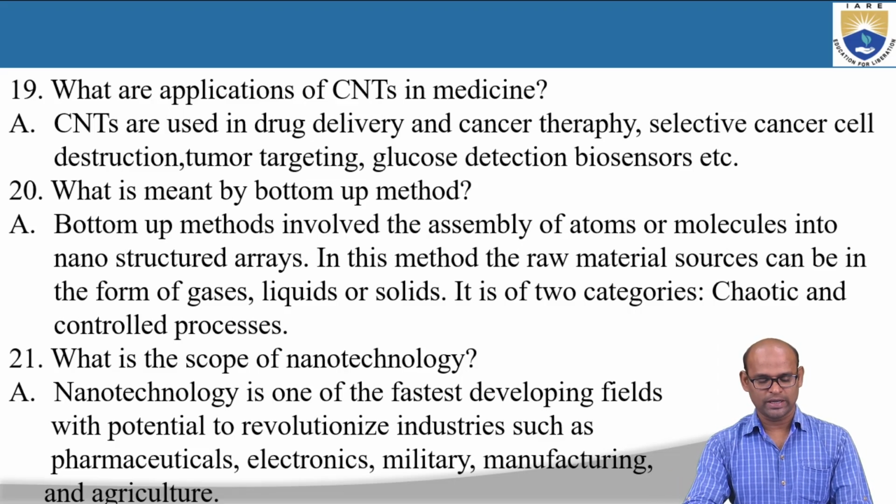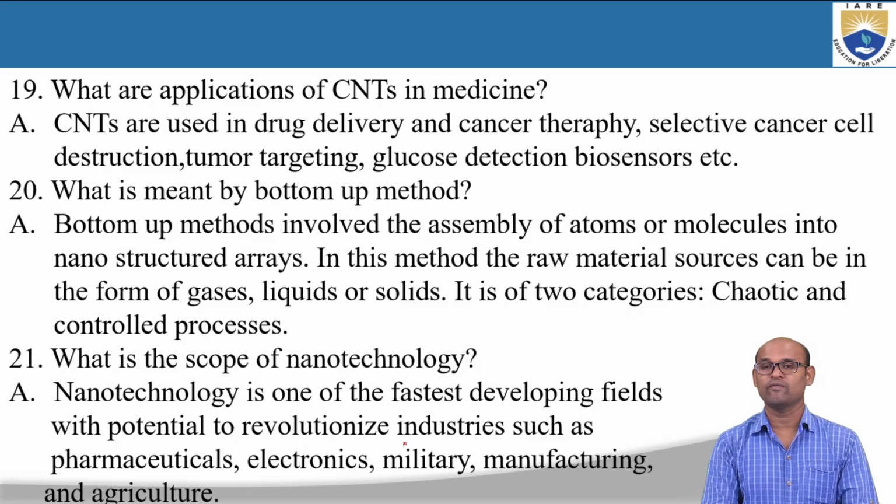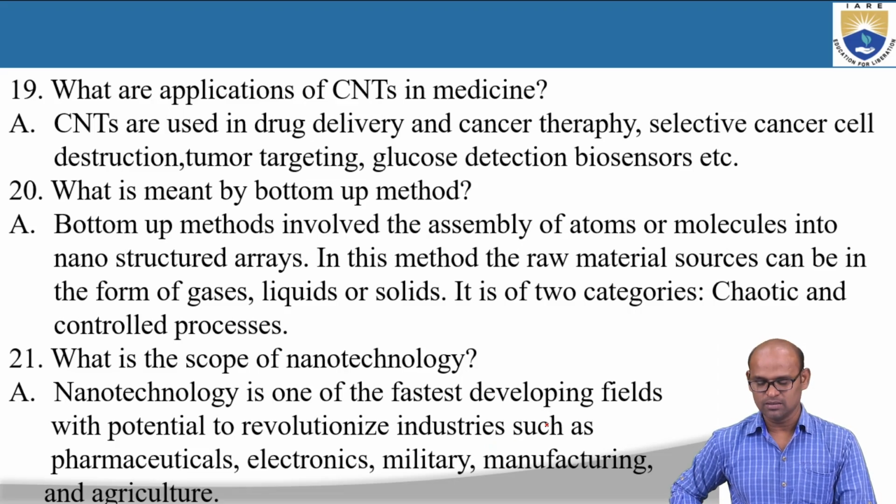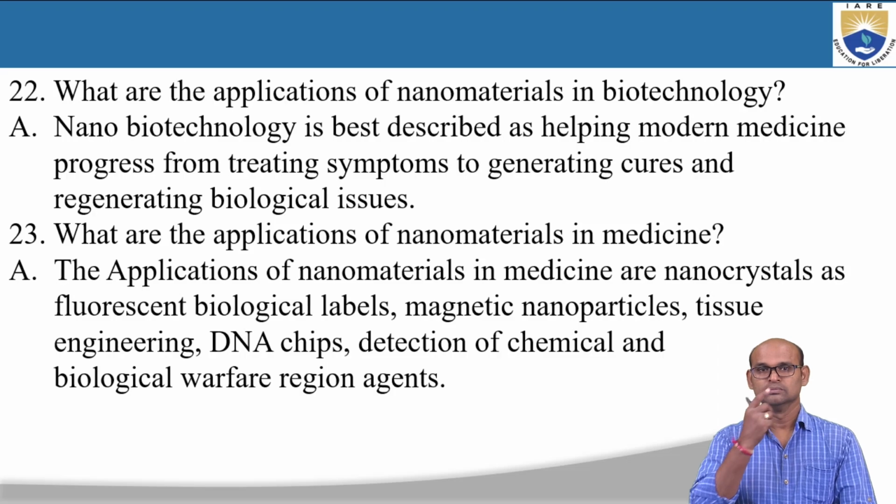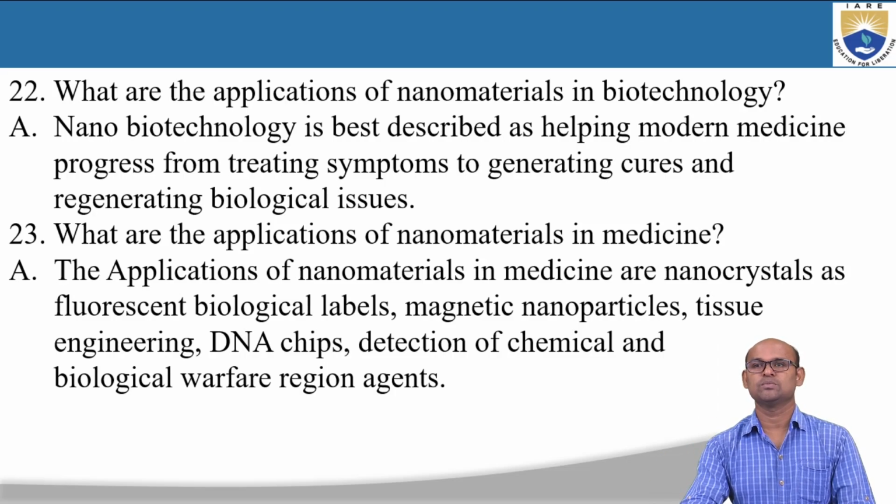What is the scope of nanotechnology? Nanotechnology is one of the fastest developing fields with the potential to revolutionize industries such as pharmaceuticals, electronics, military, manufacturing, and agriculture. What are the applications of nanomaterials in biotechnology? Nanobiotechnology is best described as helping modern medicine progress from treating symptoms to generating cures and regenerating biological tissues. So we use nanomaterials in biotechnology to progress from treating symptoms to generating cures.